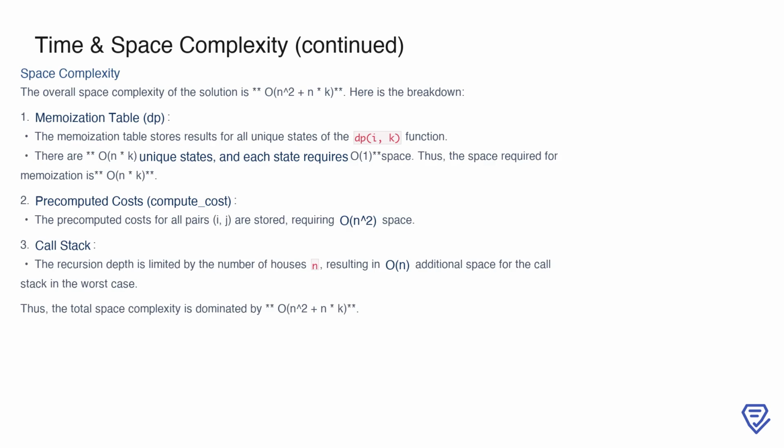The space complexity of the solution is determined by 3 main components. First, the memoization table for dp(i, k) stores results for all unique states. Since there are n*k unique states, and each state requires 1 space, the total space used for memoization is O(n*k). Next, the pre-computed costs for all pairs i, j are stored in memory, which requires O(n squared) space. Finally, the recursion depth of the dp function is limited by the number of houses n, which means the call stack consumes O(n) additional space in the worst case. When we combine these, the total space complexity is dominated by n squared plus n times k.